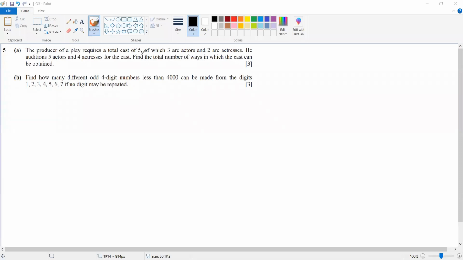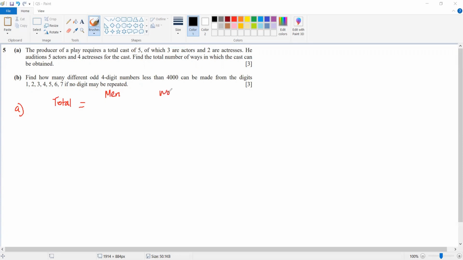So the producer of a play requires a total cast of 5, of which 3 are actors and 2 are actresses. So he auditions 5 actors and 4 actresses for the cast. Find the total number of ways in which the cast can be obtained. Okay, so we must understand the total required is 5. Okay, total, and then they are men and women.